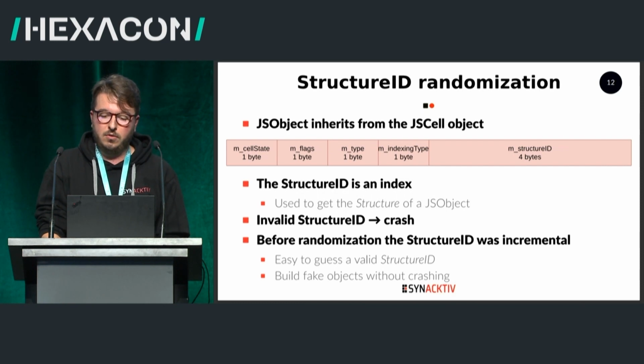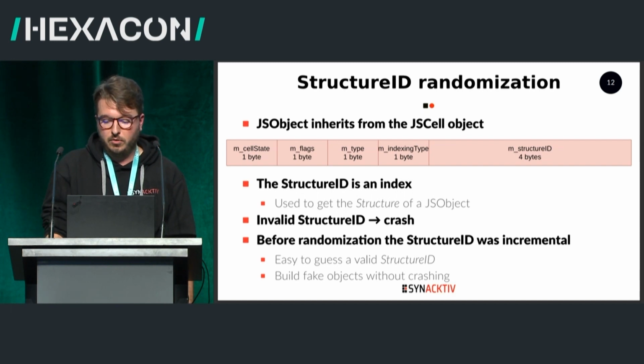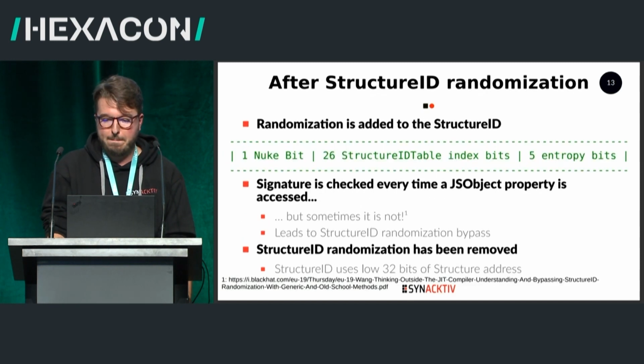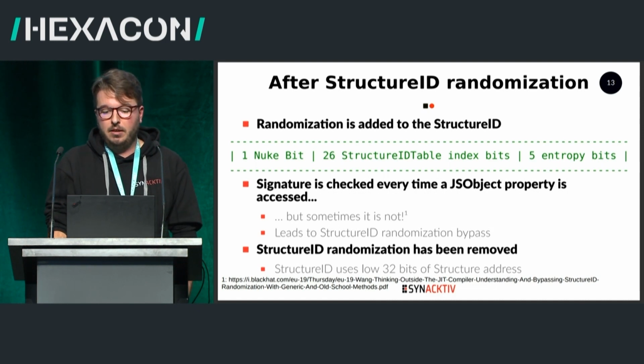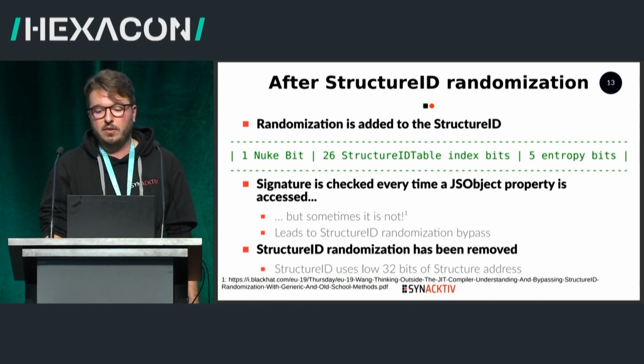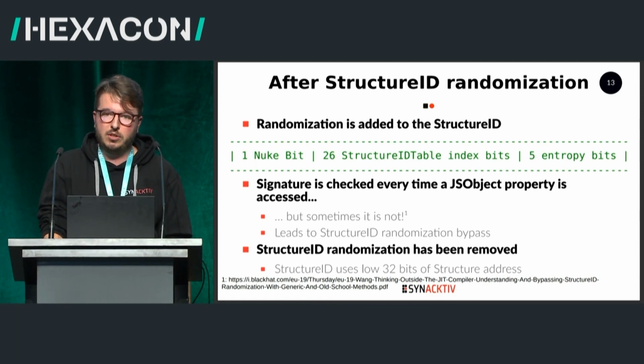Before the structure ID randomization, this structure ID was an incremental index, and it was easy for an attacker to build a fake object with a valid structure ID. But now Apple introduces 4 random bits in the structure ID, and this signature is checked many times. For example, when the JavaScript engine gets a property of an object, or when the garbage collector scans JavaScript objects, then the structure ID is often used.